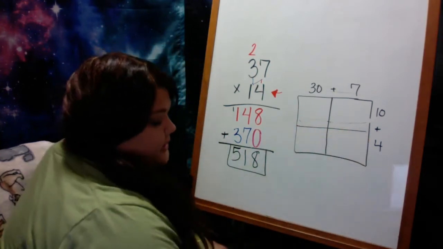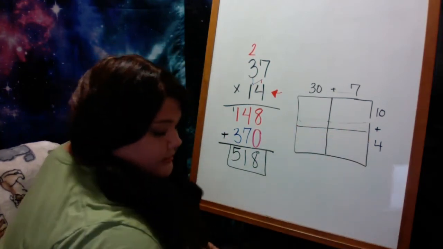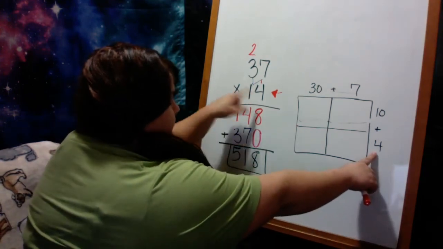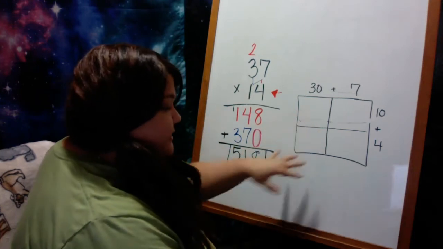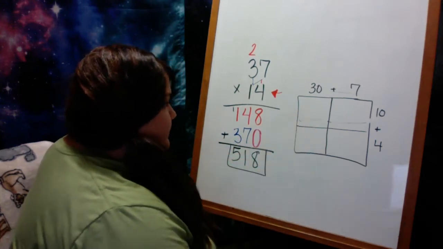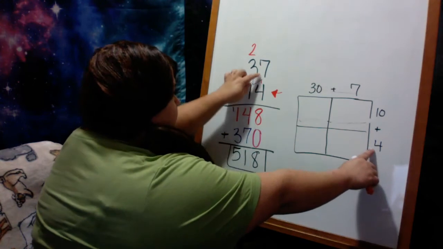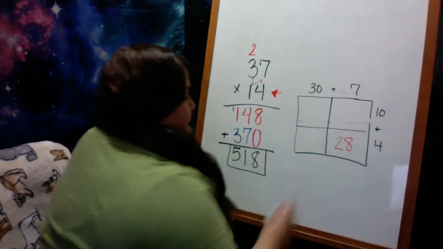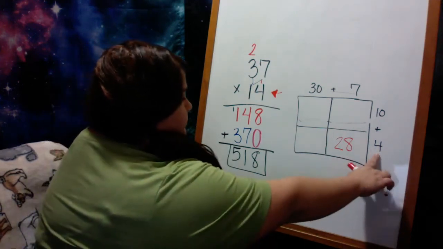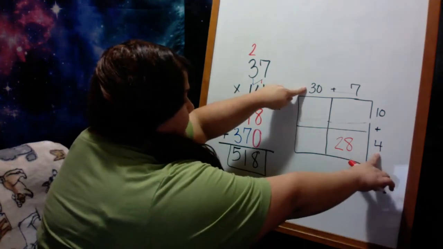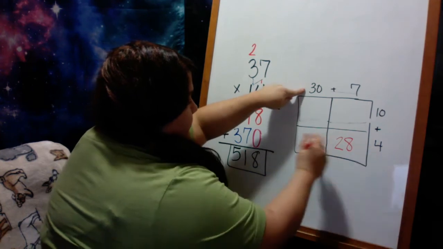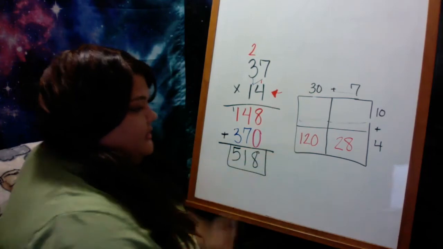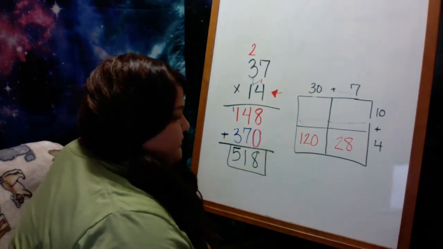Okay, so now I just need to fill in my blanks. So I'm going to use my 4 first, just like I used my 4 first over here, just because I don't have to when I do this model, but I want to see how it matches up. So I'm going to do my 4 times my 7, and my 4 times my 7 gave me 28. And then I'm going to do my 4 times my 30. Well, I don't know 4 times 30, but I know 4 times 3 gives me 12. And since we're talking a tens place, I put it to show I'm in my tens. So 4 times 30 gives me 120.